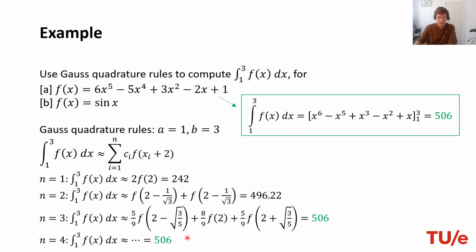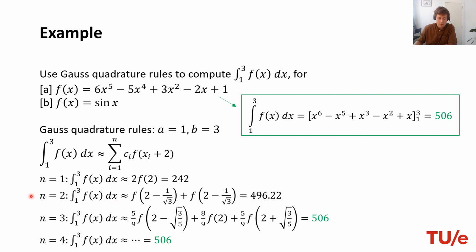And that is also the case. So for n is 3 or n is 4 or more, adding more and more terms, we're guaranteed to have the exact solution. And already for n is 2, we are relatively close. The error here is about 10.